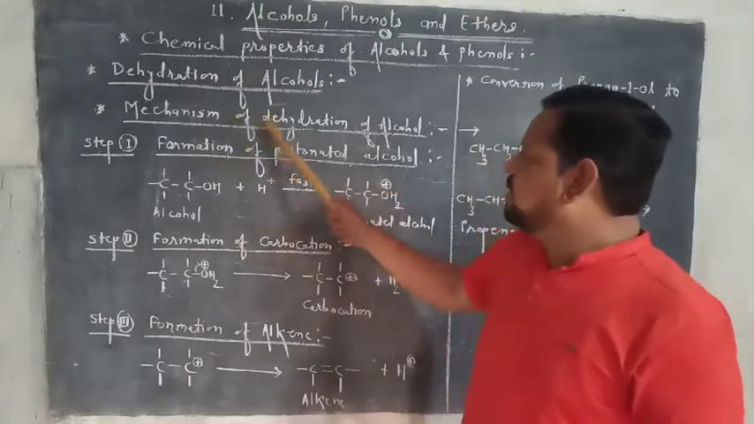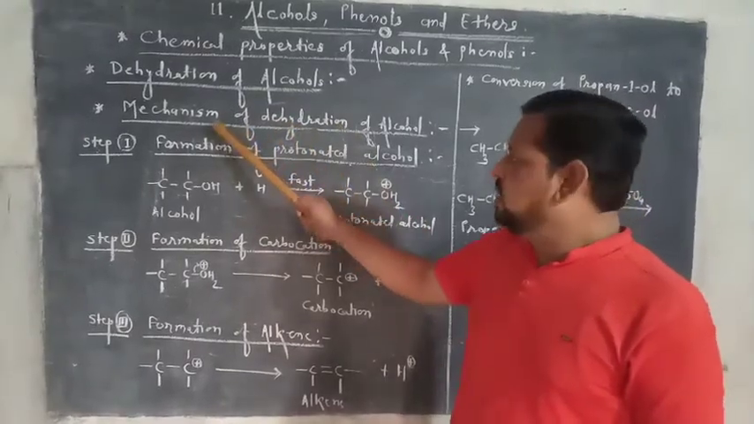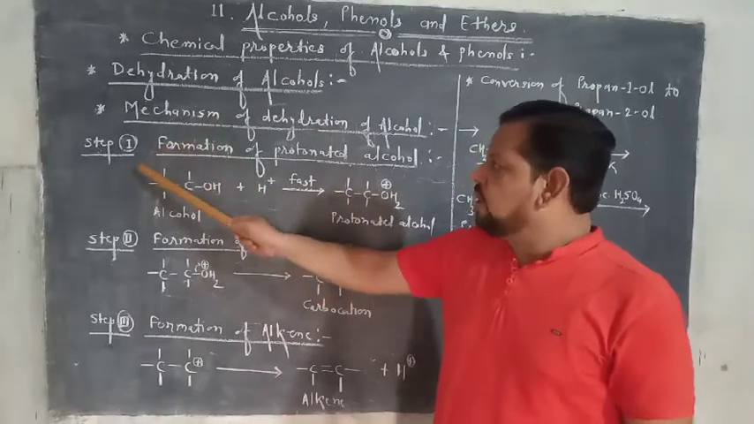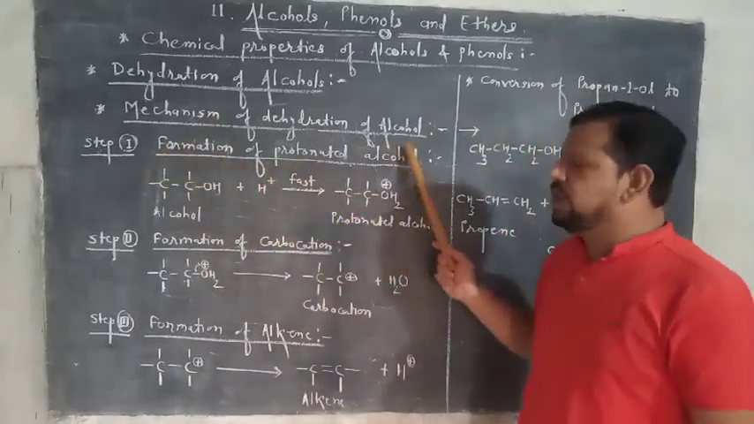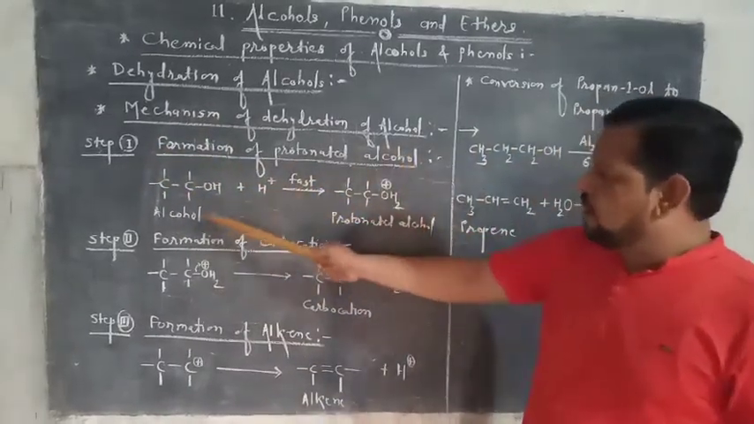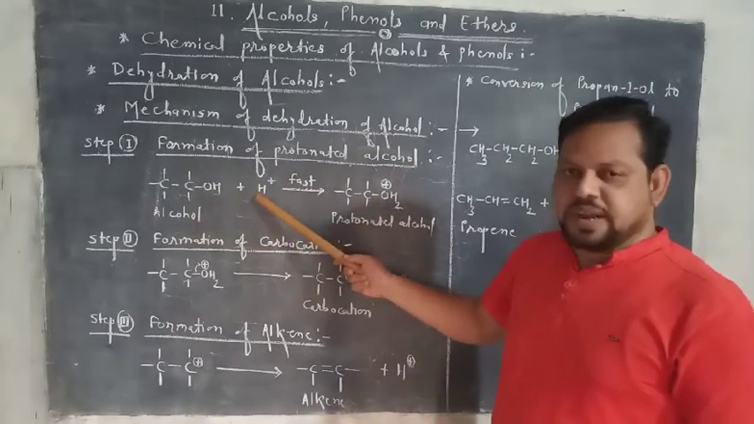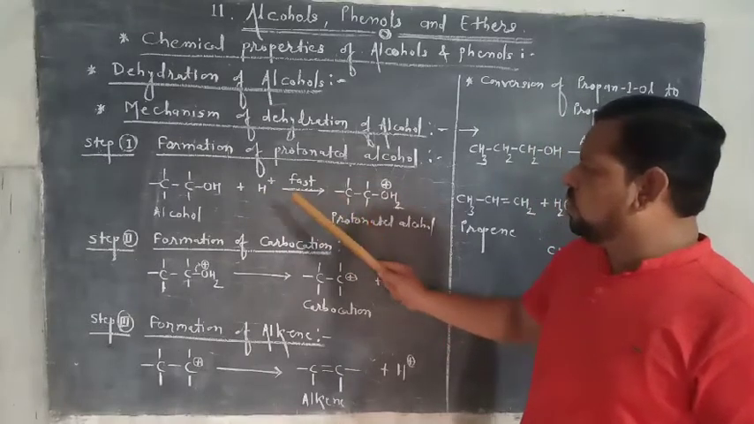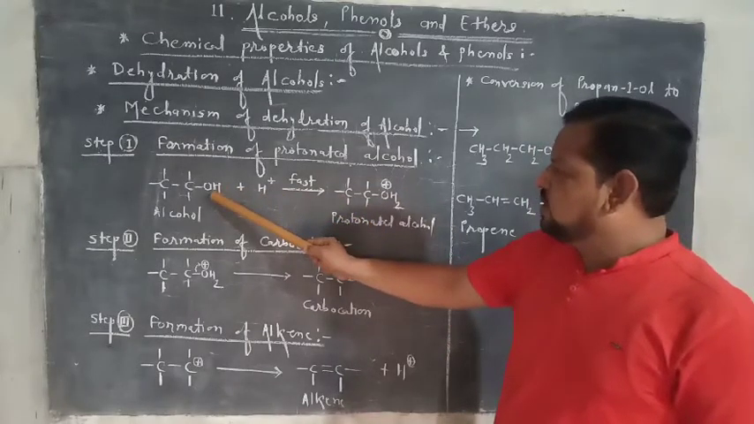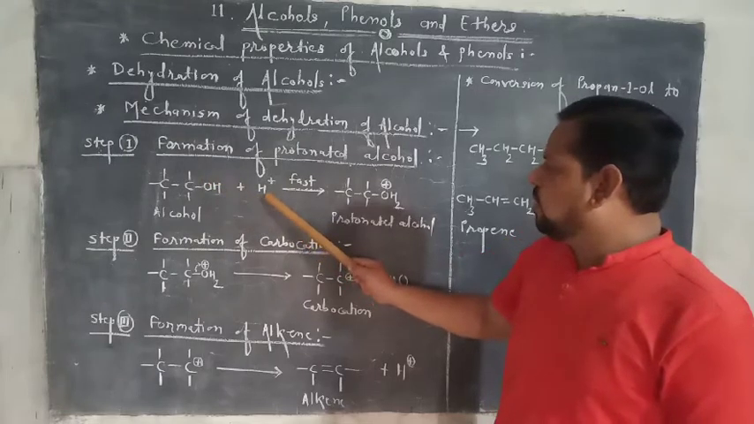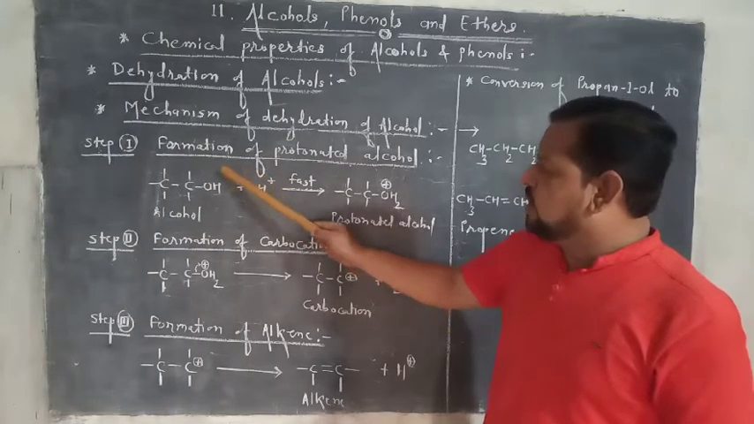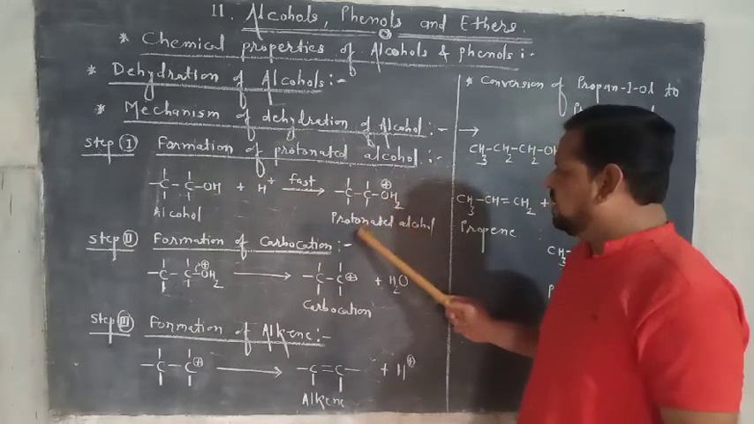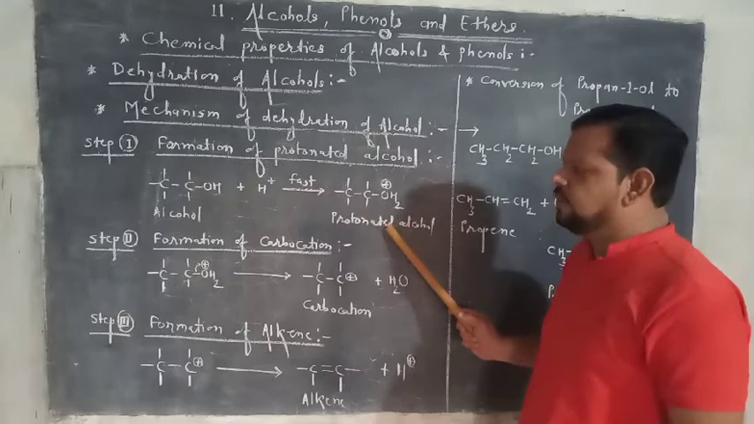Then, the mechanism of dehydration of alcohol. This mechanism involves three steps. First step is the formation of protonated alcohol. In this step, alcohol is protonated by H+ ion and it gives the protonated alcohol. See here, OH has a negative charge, and H+ gets attached to this oxygen atom and gives the OH2 group. That is the protonated alcohol. It is the intermediate product.